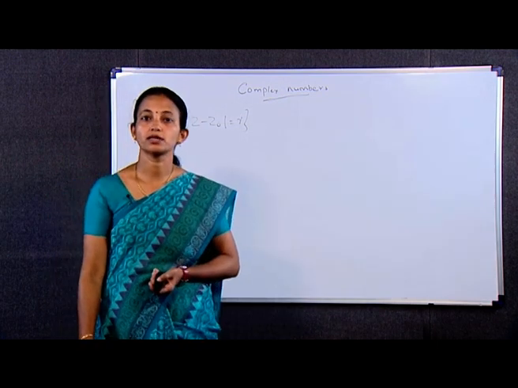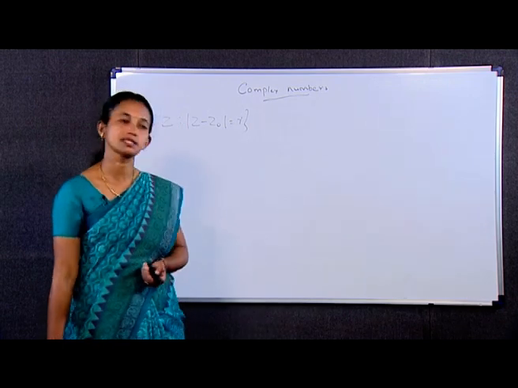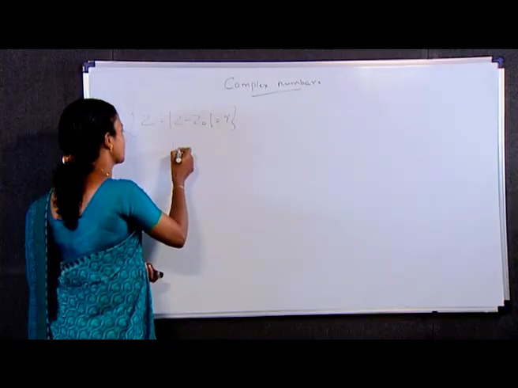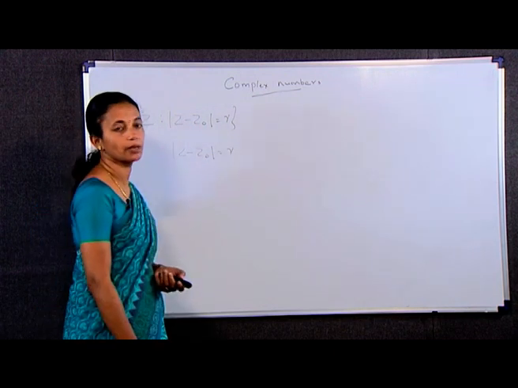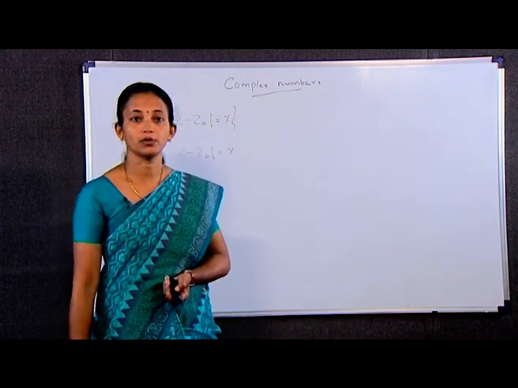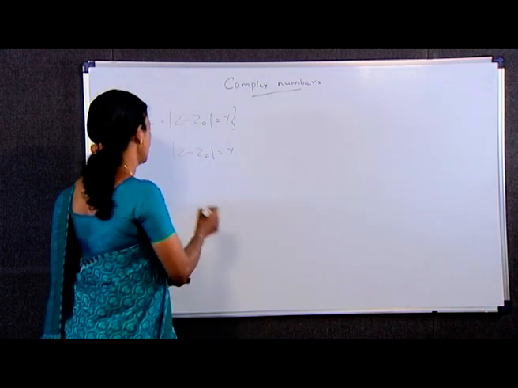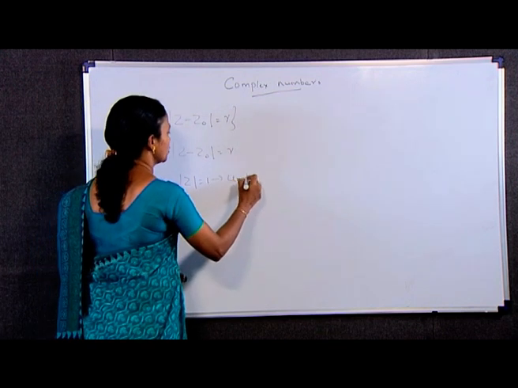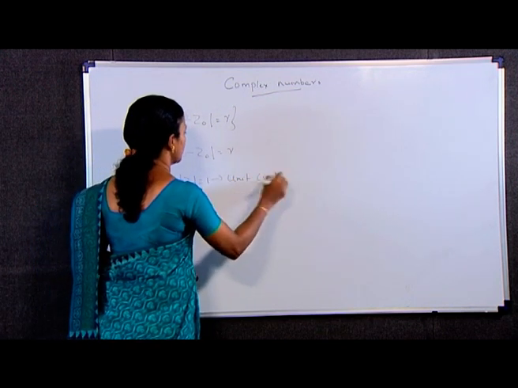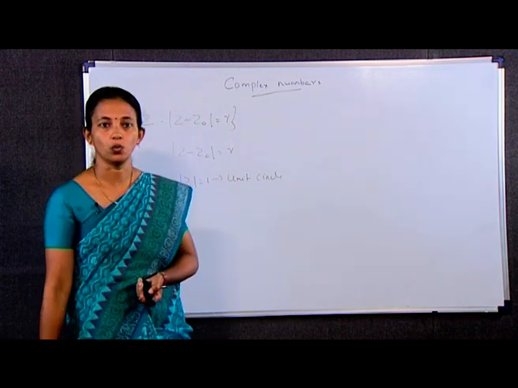This circle is also denoted simply by mod z minus z naught is equal to r. This is also a circle. In particular, mod z is equal to 1 is the unit circle. This we call the unit circle. Here we have center equal to 0 and radius r equal to 1.